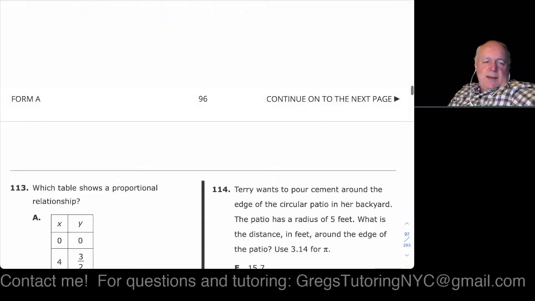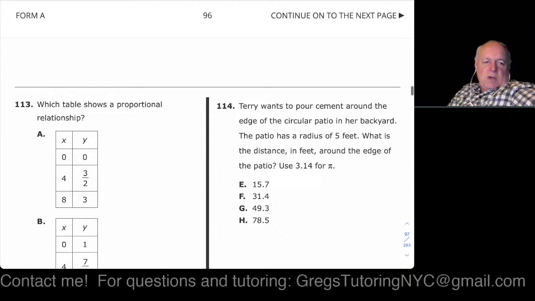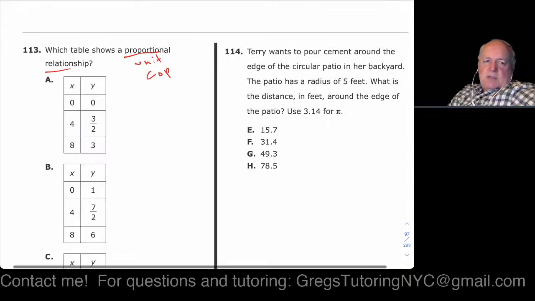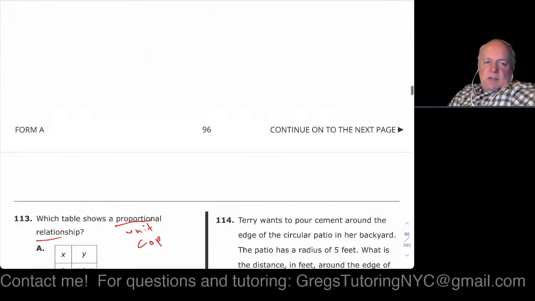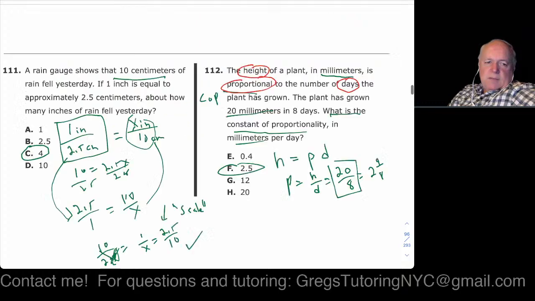Okay, once again, proportional relationship. I mentioned this before earlier, but we also have unit rate. And if they mention constant of proportionality. So which table shows a proportional relationship? So this is similar to the question over here, even though 112 involved it.